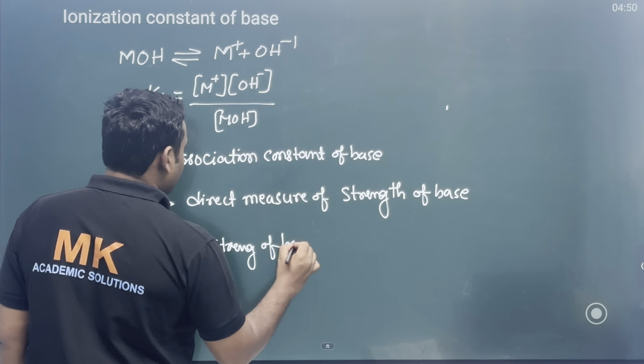Next, concentration. Alpha is inversely proportional to the square root of concentration. This is the DOD, degree of dissociation, which is inversely proportional to the square root of concentration.